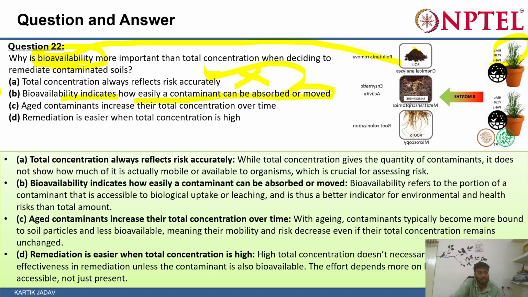The third option seems to be right. Let's also explore the other options. Aged contaminants increase their total concentration over time. No, it is wrong, because aging is generally related to degradation of certain contaminants, but total concentration will remain unchanged. And remediation is easier when total concentration is higher. This is also incorrect. We are generally not deciding remediation techniques based on total concentration. We are only selecting based on bioavailable concentration. Correct answer is option.